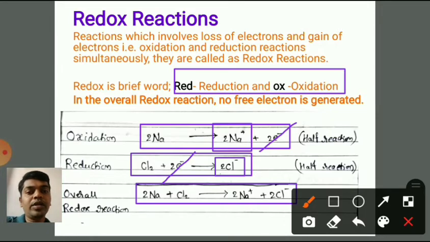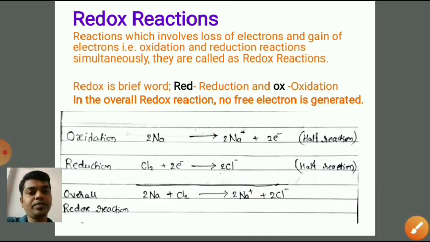So the overall redox reaction becomes: two sodium metal atoms combine with the chlorine molecule to give two sodium ions and two chloride ions. So this is an overall redox reaction, in which the loss and gain of electrons take place simultaneously, and no free electron is generated in the redox reaction. So this is a redox reaction.